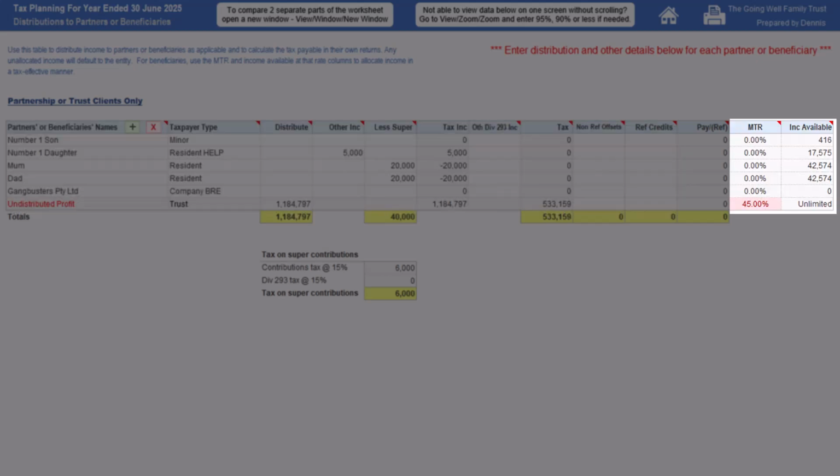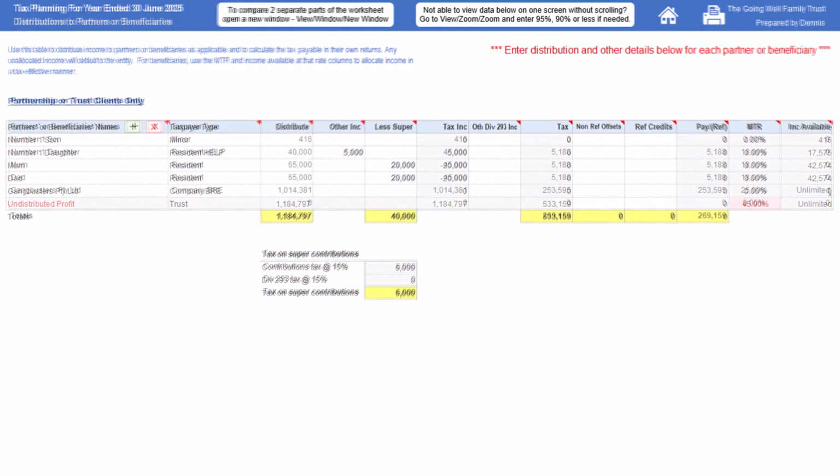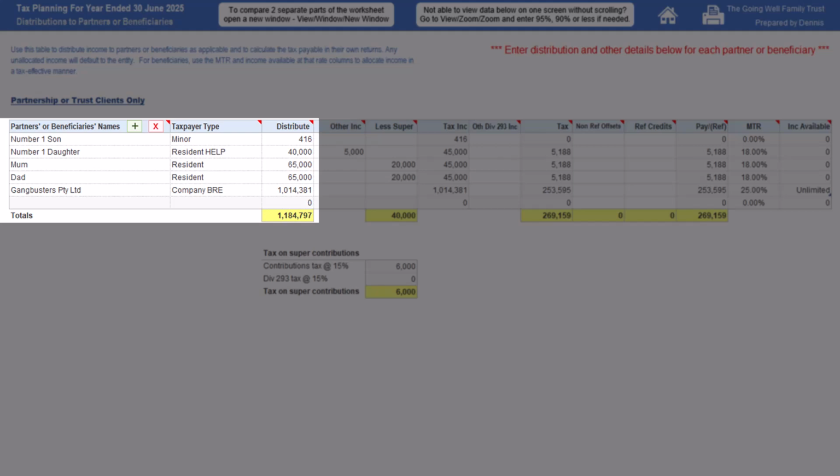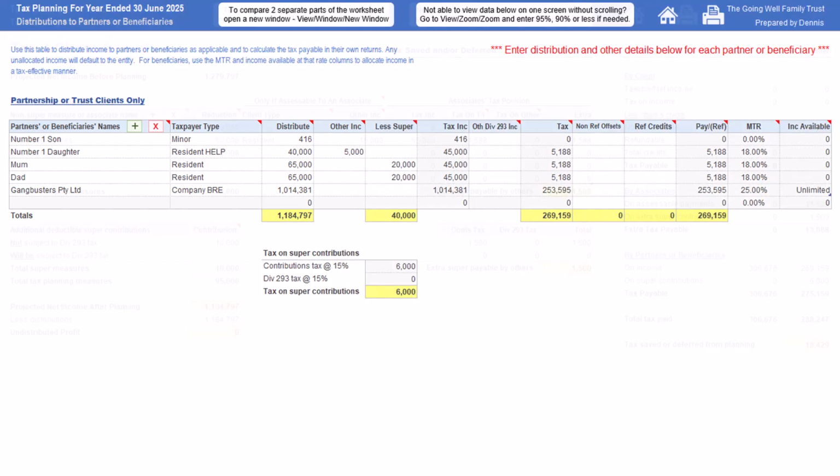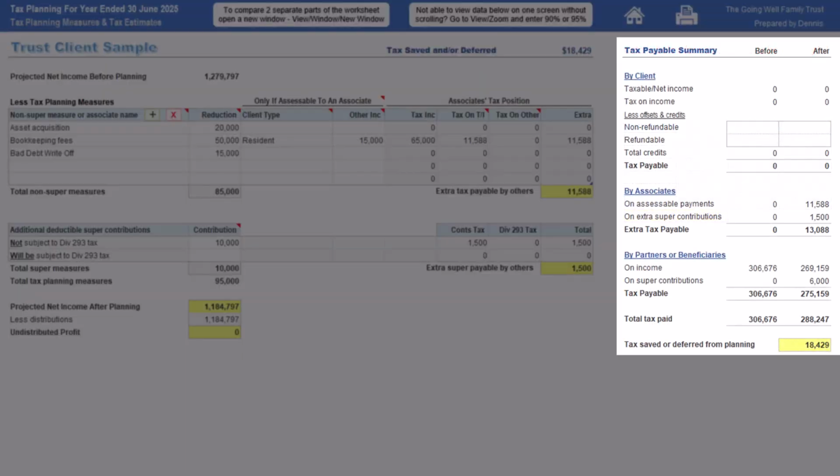The first thing to notice is the marginal tax rate for each beneficiary and the income available at that rate alongside. Using that information, you can distribute the profit in a tax-effective manner using up the lowest marginal tax rates first. Back at the tax payable summary at step 5, you can see a comparison of the tax payable before and after implementing your tax planning measures and the amount of tax saved or deferred. Of course, the ATO would expect any distributions to beneficiaries to be actually paid.